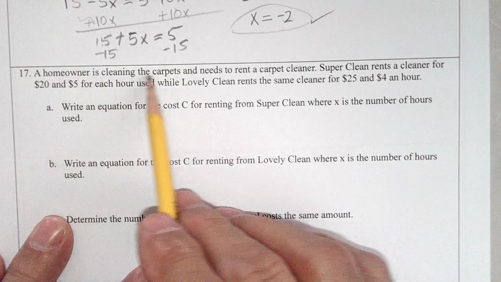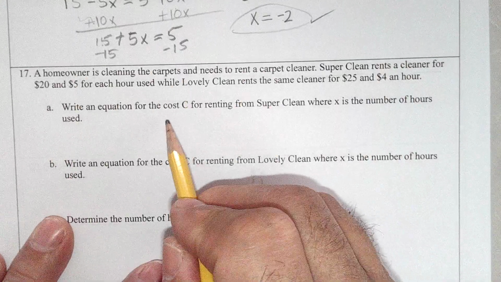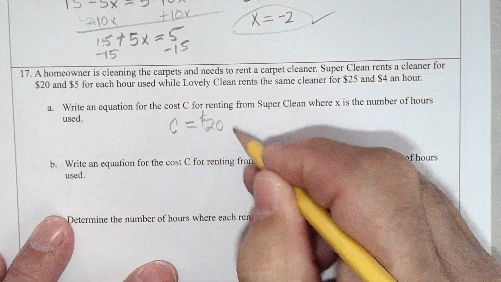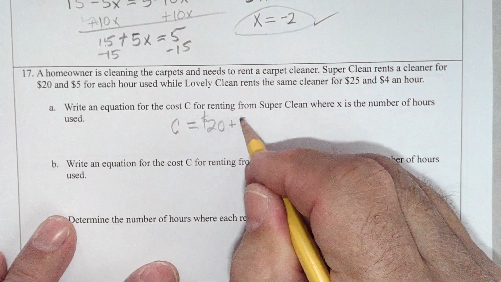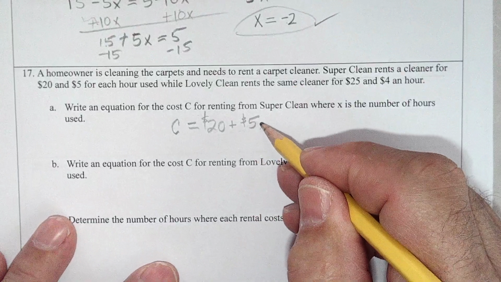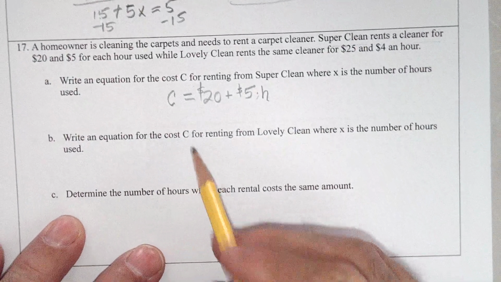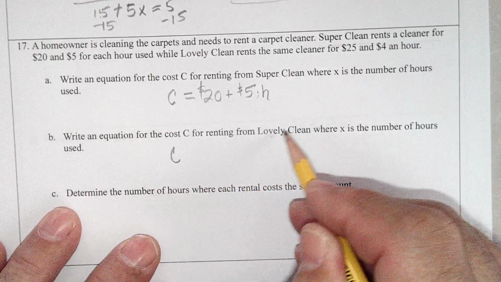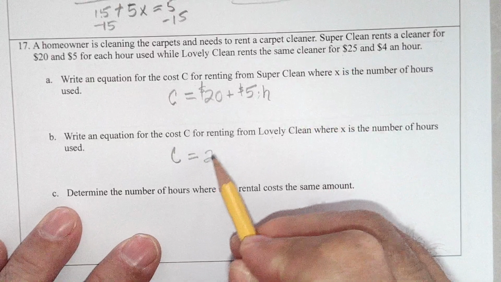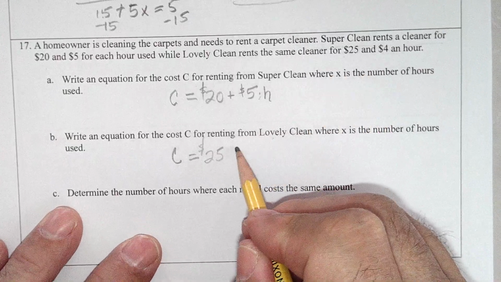A homeowner is cleaning carpets and needs to rent a carpet cleaner. Super Cleaner rents a cleaner for $20. So the cost is $20 plus $5 per hour for each hour. Another one, the cost at Lovely Clean is, they rent it for $25, so it costs more up front, but it costs less per hour.